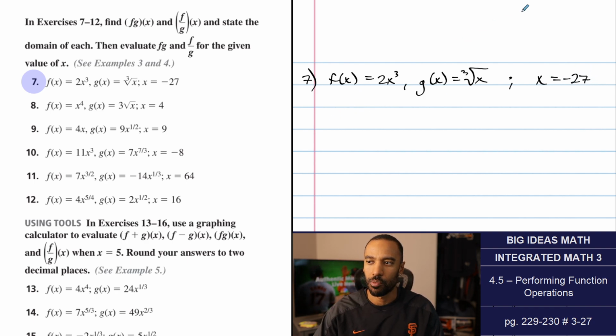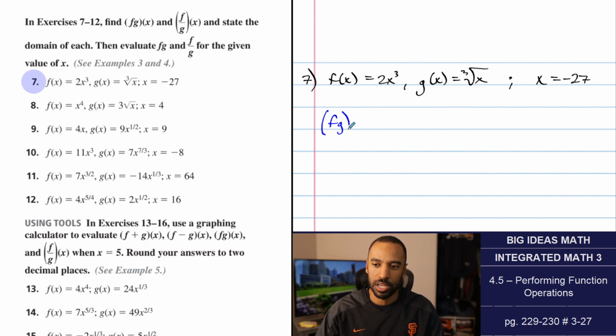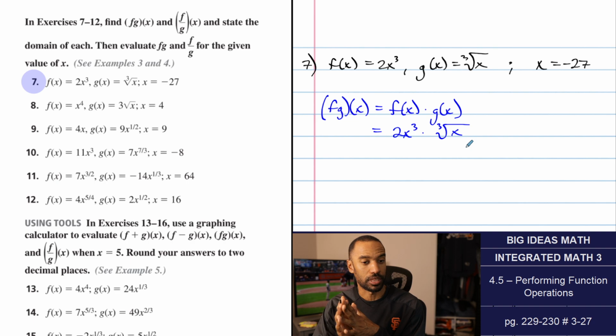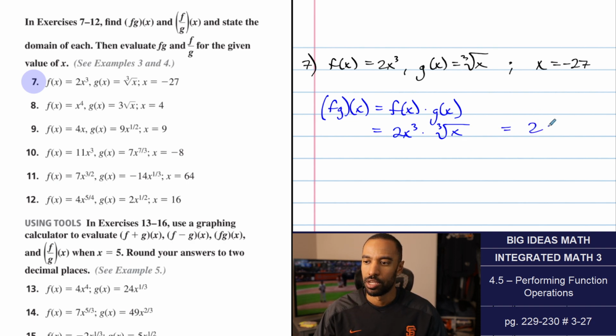All right, let's start with, I'll do this in blue again. We're going to do f times g of x. As a reminder, this does mean f of x times g of x. So we're going to be taking 2x cubed and multiplying cube root of x. Now, I'm fine with that answer, right? I'm good with 2x cubed times cube root of x just like that. The 3's look a little weird being close together.